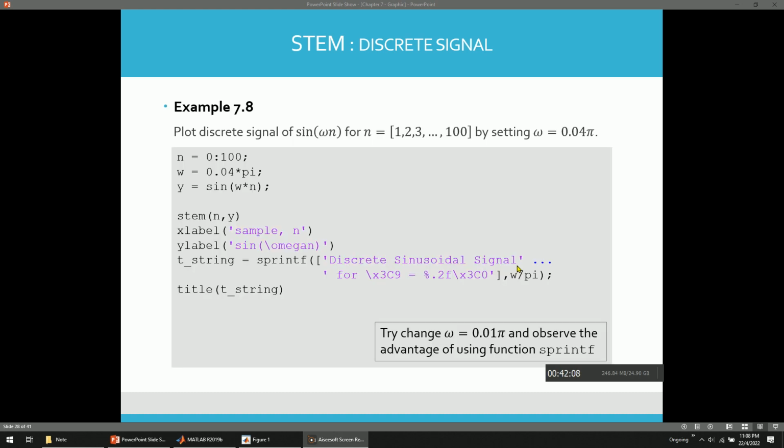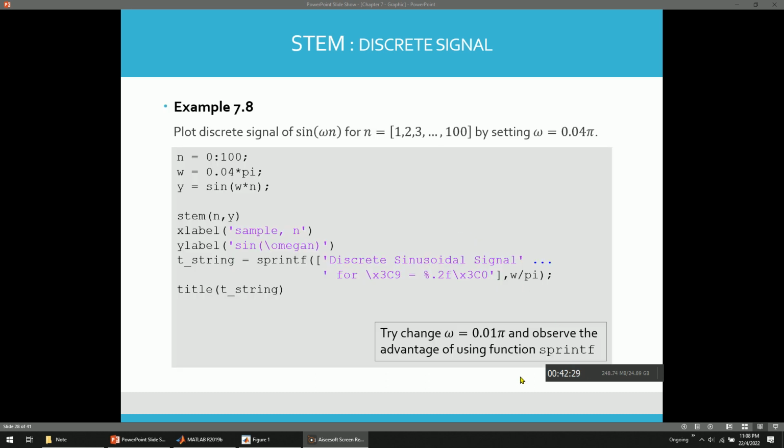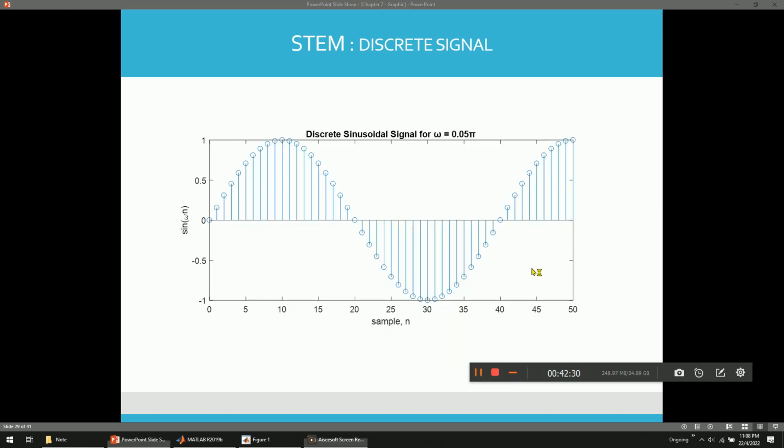One more thing, it is highly suggested that you practice this one: how to write a title with variable parameter. Okay, I think that's it for stem.